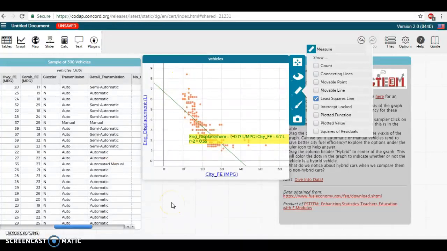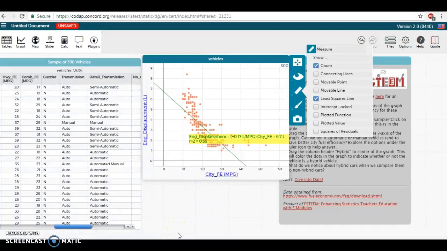While finding this information, we always have to keep in mind the uncertainties. If I click on count, it shows me that there are only 300 vehicles that we have been looking at. So it's a very small sample compared to all of the vehicles in the United States. If we added all the vehicles, our least squares line would change, our residuals would change, a lot would change. So you always have to keep in mind that this isn't everything in the world or the United States. It's only a very small sample, and no matter what you're working on in CODAP, you always have to keep that in mind.